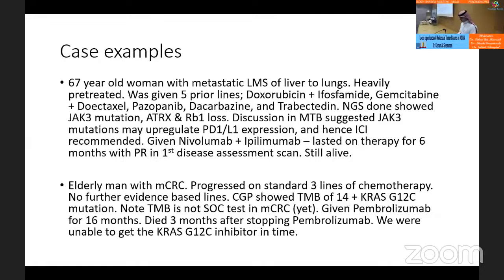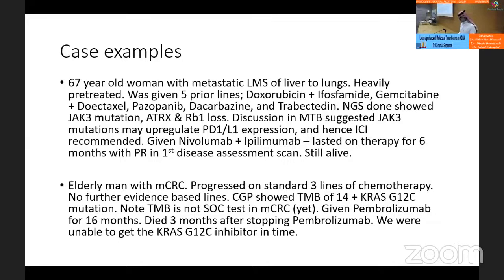We performed NGS, and it did show a JAK3 mutation. We know that JAK3 mutations do not have a specific targeted drug. She also had ATRX and RB1 loss. We discussed it in our molecular tumor board, and there was discussion that perhaps JAK3 mutations can upregulate PD-1, PD-L1 expression, and hence immune checkpoint inhibitors had some sort of a recommendation. So I gave her nivolumab and ipilimumab, and she remained progression-free for 6 months, and she is still alive.